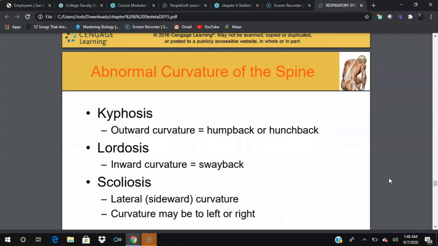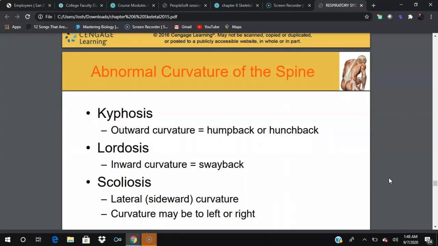Then we can take a look at our spine and realize that we have some abnormal curvatures of the spine. The book talks about 3 specific ones on page 181. We have something called a kyphosis. A kyphosis is sort of an outward curvature of the upper thoracic spine. Sometimes it's called a humpback, like the hunchback of Notre Dame. It's also called a dowager hump.